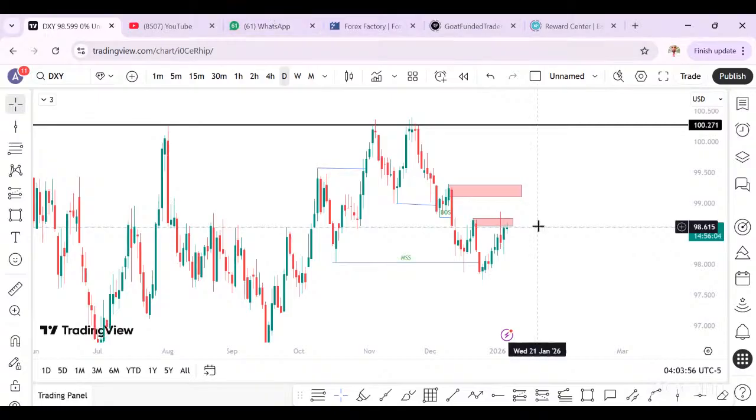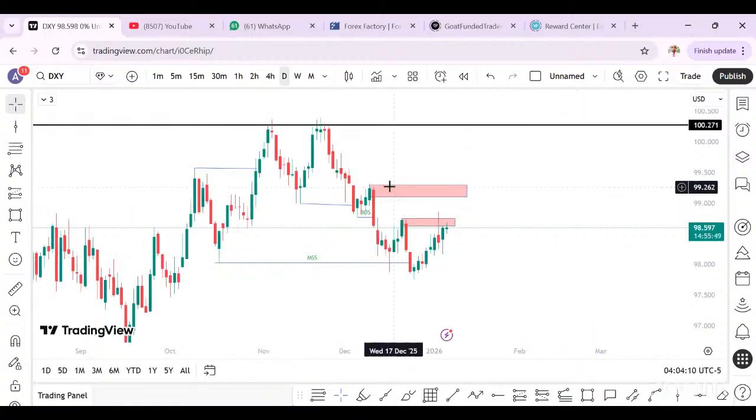So that is it. For me, DXY is still bearish. All this bullish movement is just temporary. We have two concern areas to work with. I have this area, and I have this area.